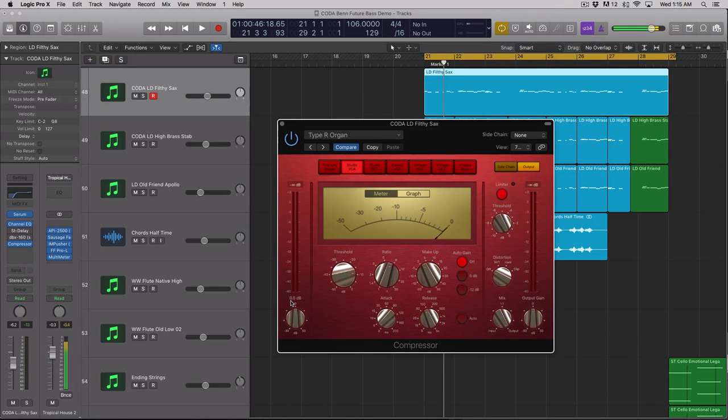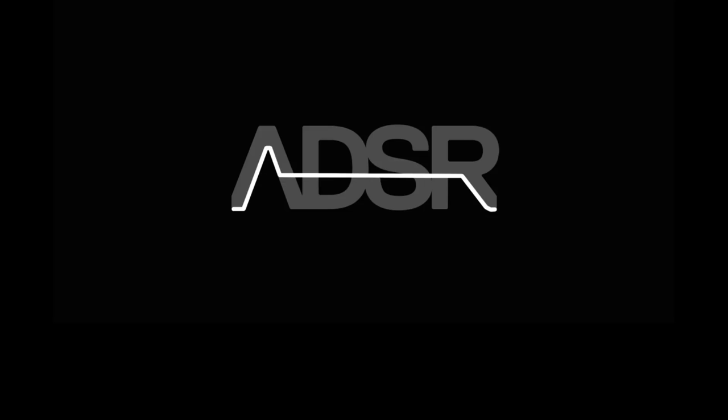So if you find yourself using presets a lot with compression, it means that you're probably not comfortable with the controls in a compressor. I would suggest that you familiarize yourself with one or two compressors and get very comfortable using those before you start using other compressors.